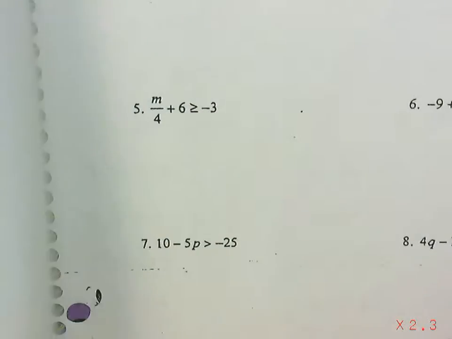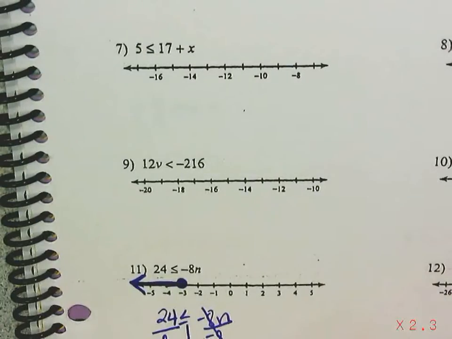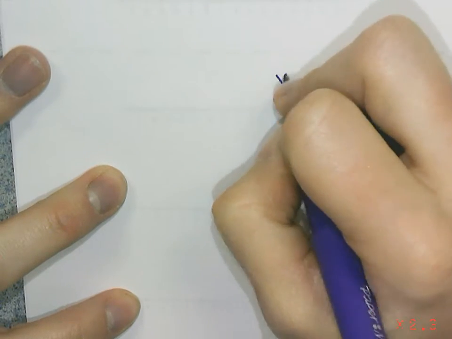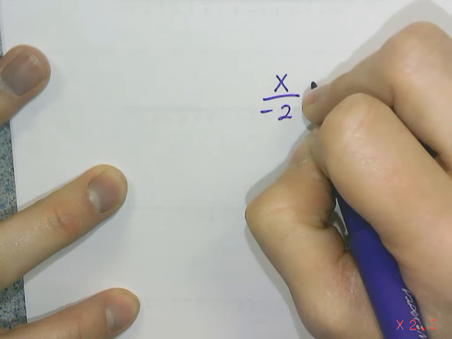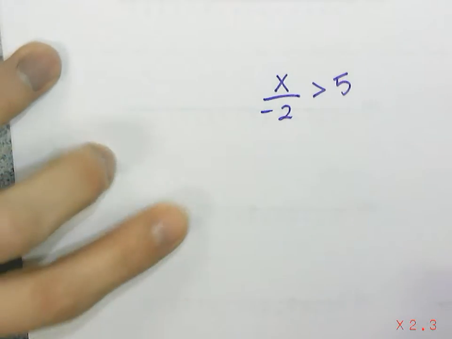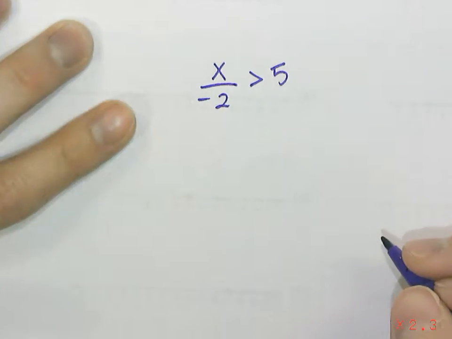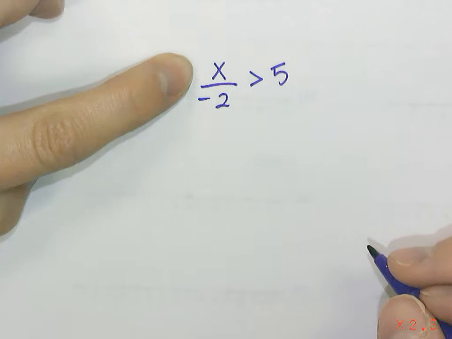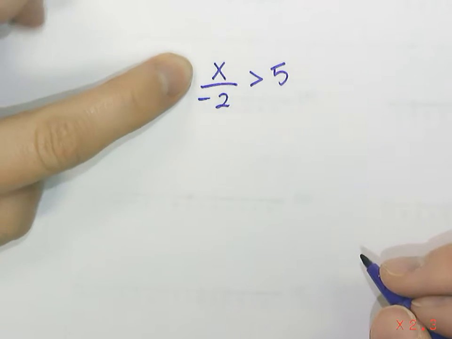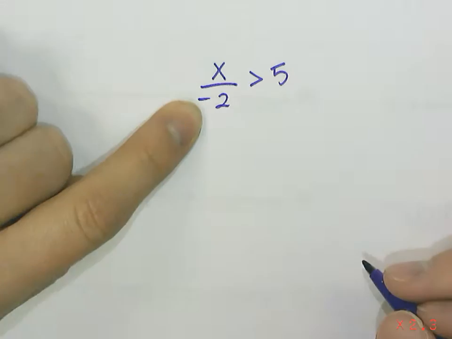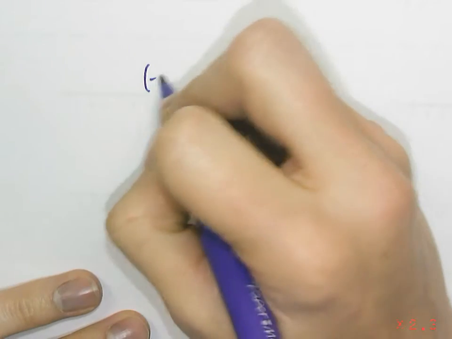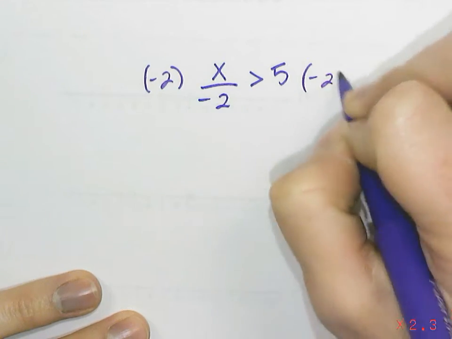I'm going to look for one more example. Oh, just kidding. I'm going to write an example for you so that you can see another one. So if I had x divided by negative 2 is greater than 5. On this one, we're trying to get this x by itself. So in order to do that, we have to do the opposite of what's happening to it. What's happening to my x is it's getting divided by negative 2. So the opposite is multiply. We do to one side, we do to the other.